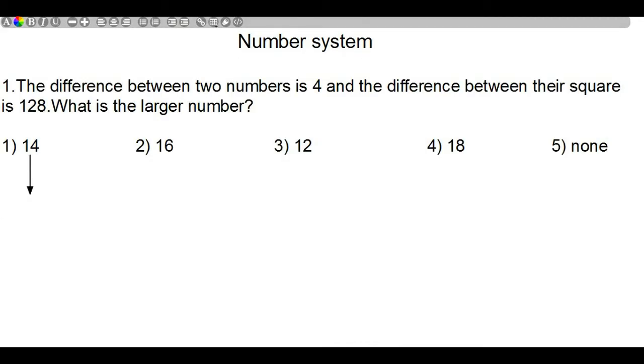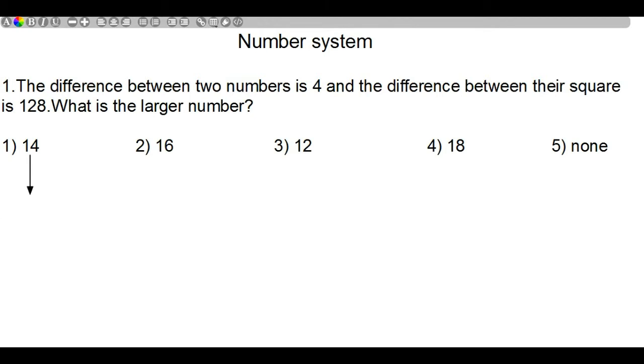The question here is, the difference between two numbers is 4 and the difference between their squares is 128. What is the larger number? What we need to do here is just check from the options whether the two conditions are satisfied or not. Whichever option satisfies both the conditions, that can be taken as the correct answer. So let us understand how we can solve this question by eliminating the wrong options.